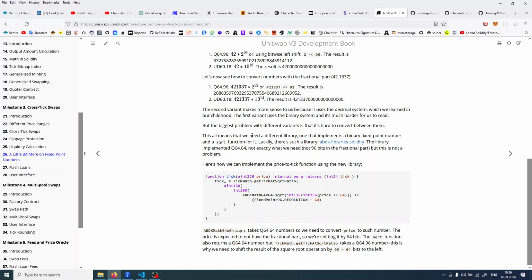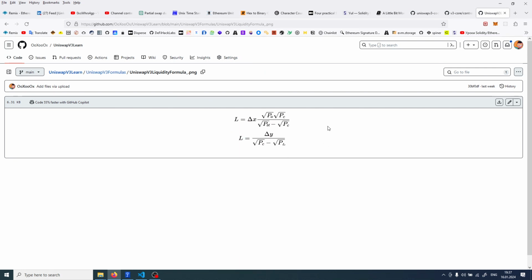let's move further, and I show how I implement liquidity calculation in Solidity on the current compiler. Okay, so we have these formulas, and for calculating liquidity we need 5 params.